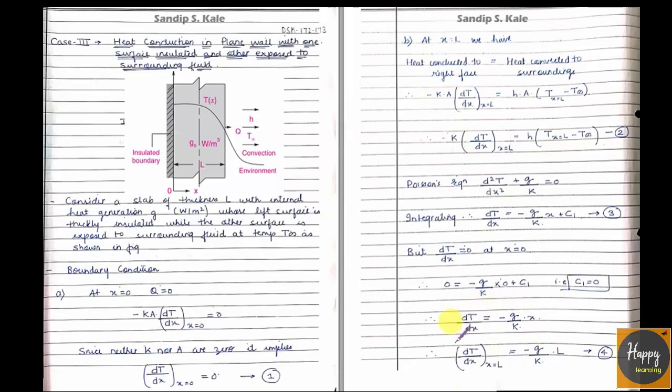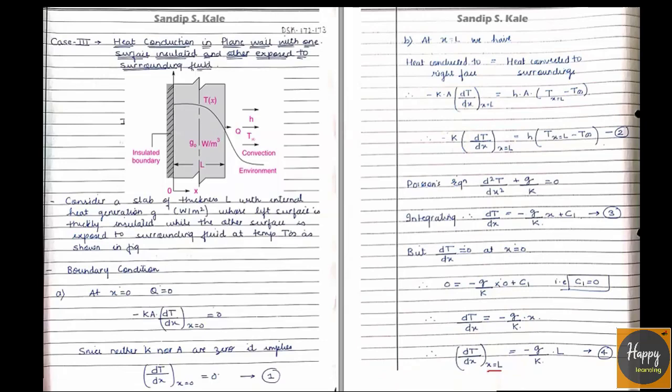So now if I apply at x is equal to L, what will be the equation? dT by dx is equal to minus g upon k, so instead of x I will write L. So keep this equation number 4 in mind. We will be utilizing it over here. Why have we found it out? dT by dx at x is equal to L, because we will use this equation now.